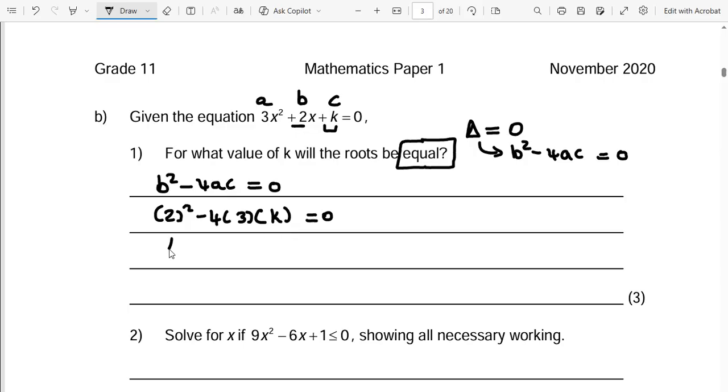So this will be 4. We minus 4 times 3, that's 12. So this will be minus 12k, it's equal to 0. Let's bring the 12k to the other side to be positive.